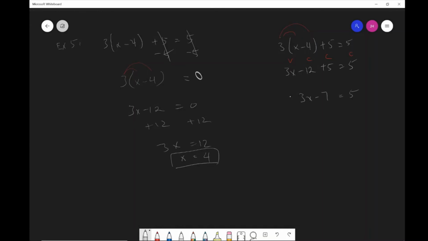Okay, that's just a simple equation that we've been dealing with. Plus 7. Let me rewrite that. Plus 7 on both sides. Minus 7 plus 7, that's 0. 3x equal to 12. We reach the same thing. x is still equal to 4, regardless of which approach you use.